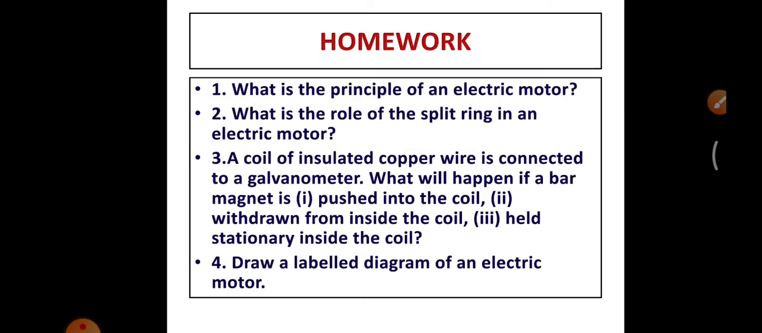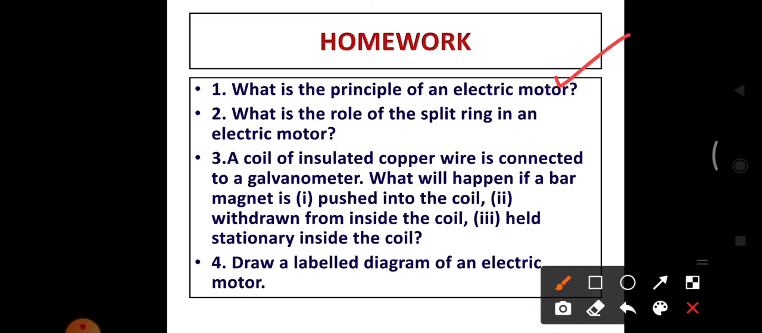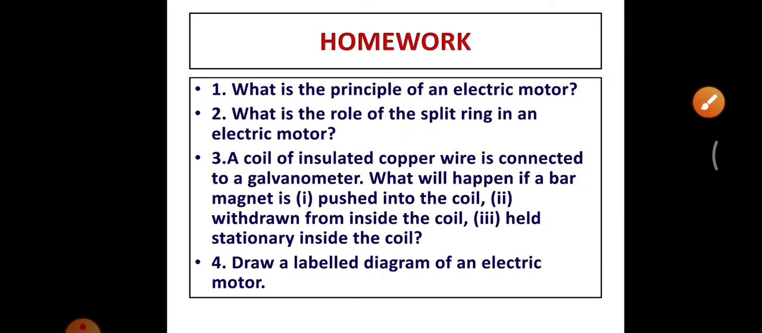This is a homework question for you. What is the principle of an electric motor? What is the role of the split ring in an electric motor? A coil of insulated copper wire is connected to a galvanometer. What will happen if a bar magnet is pushed into the coil, withdrawn from inside the coil, or held stationary inside the coil? Draw a labeled diagram of an electric motor.